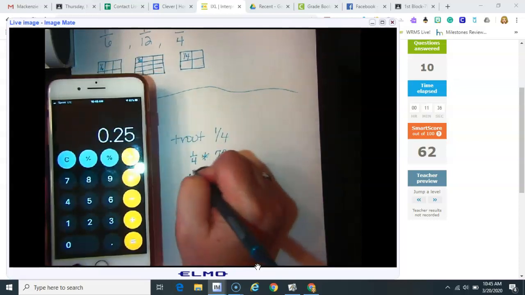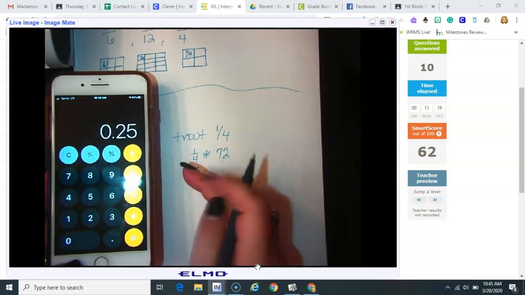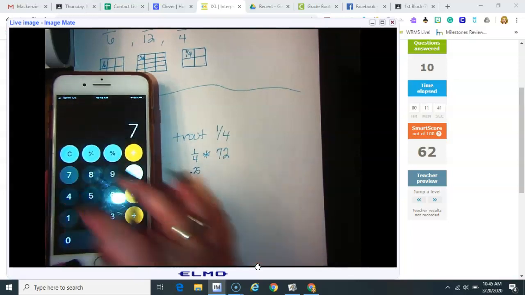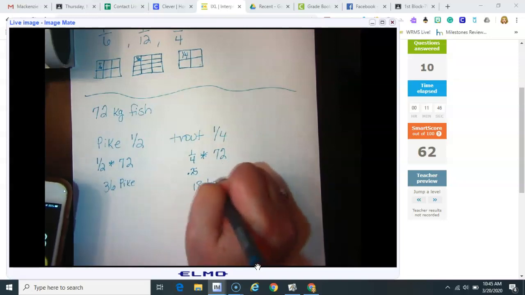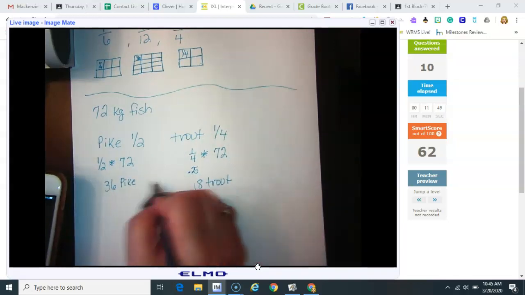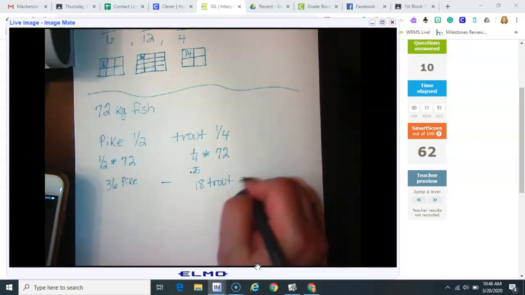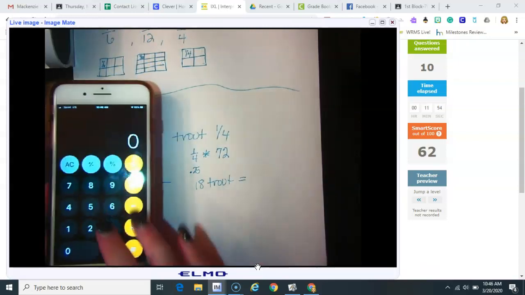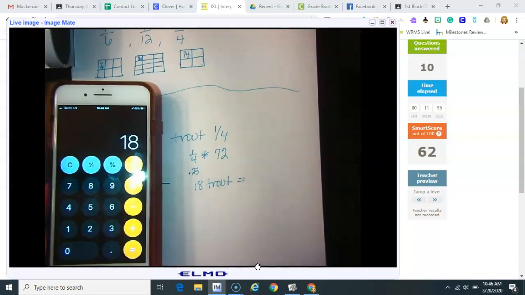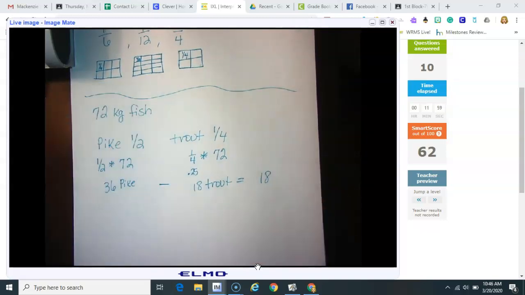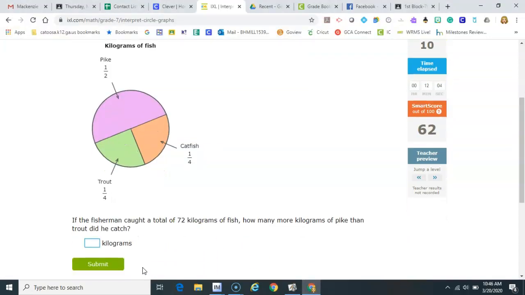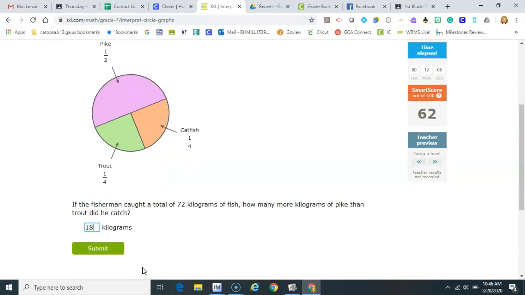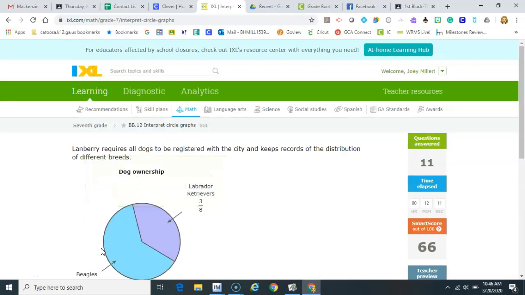So this is 25 hundredths, but I don't even really have to clear that out. So 25 hundredths times 72, and that's 18. 18 trout. And so how many more is 36 minus 18? And you should get 18. 36 minus 18, and that is 18. So it's 18 more. So how many more? 18 kilograms. Submit. All right.